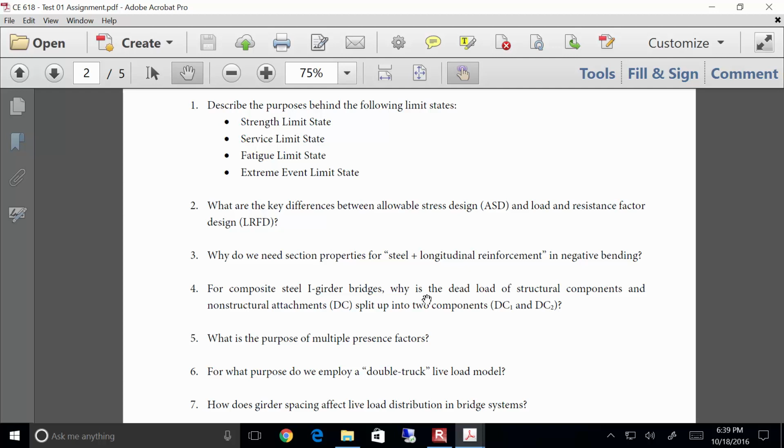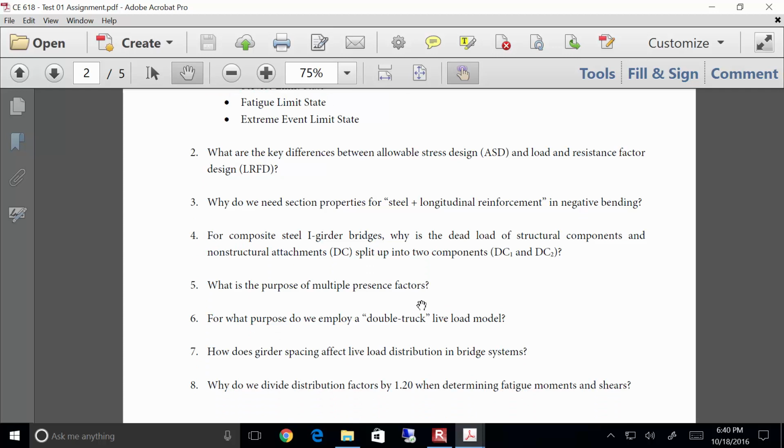Number six, I think, was the one that maybe people missed the most. For what purpose do we employ a double truck live load model? And the big answer is negative bending. The double truck is intended to ensure that we're getting the worst case negative bending across the pier. So if you had the words negative bending or pier in your answer, you probably got it correct. But if you didn't and didn't mention that at all, you're probably missing some points.